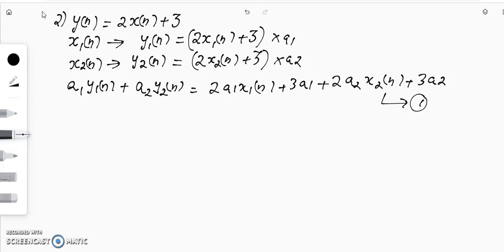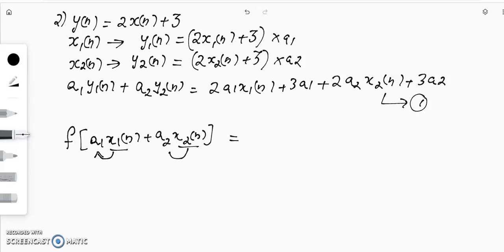Similarly, you have to find the weighted sum of the input also. That means you are going to find a function of the weighted sum of input, that is a1x1n plus a2x2n. So what you will do here is, whenever you see x1, you multiply it with a1. Whenever you see x2, you will multiply it with a2. So let us see how you do that.